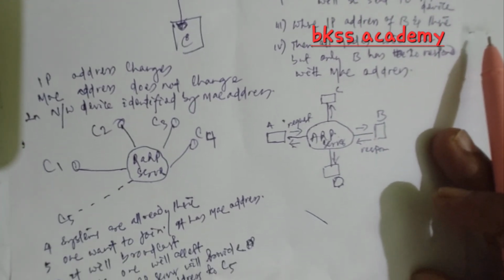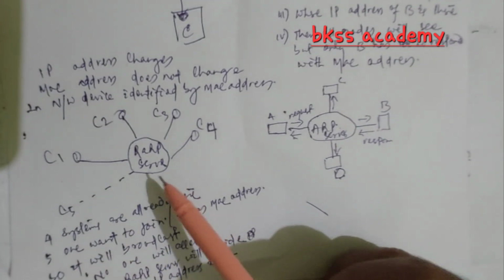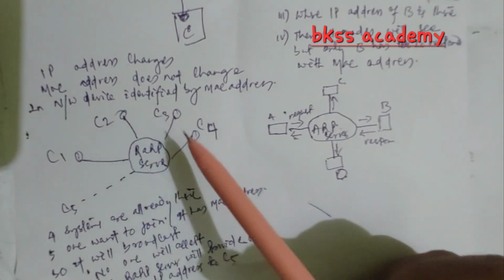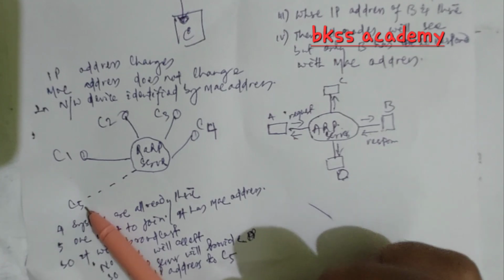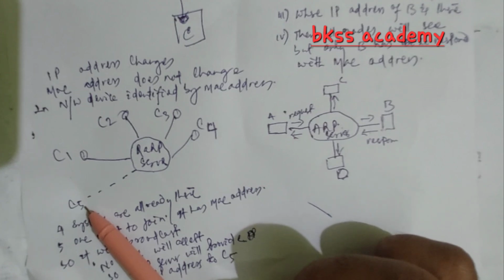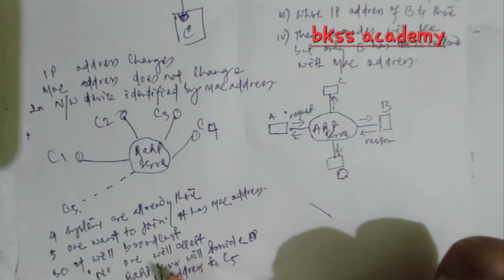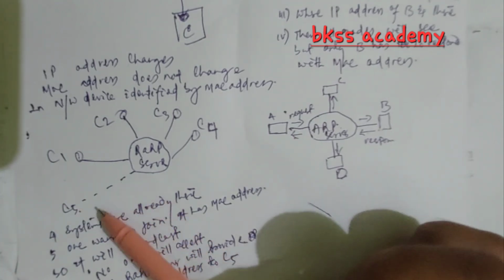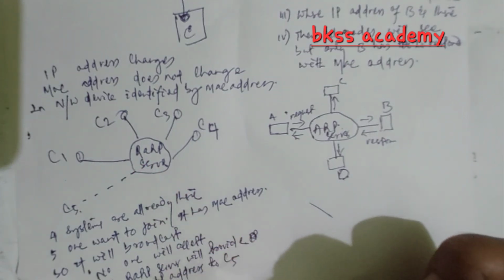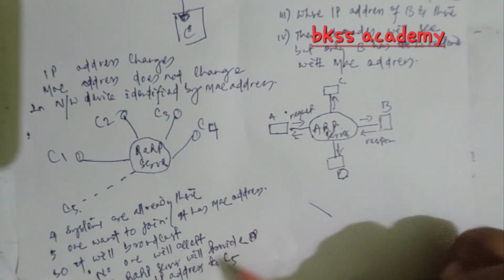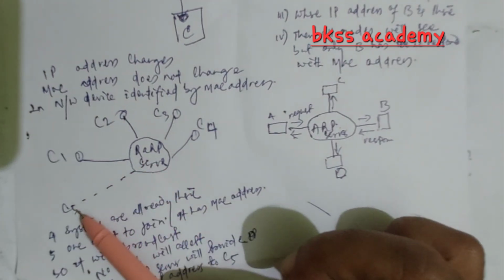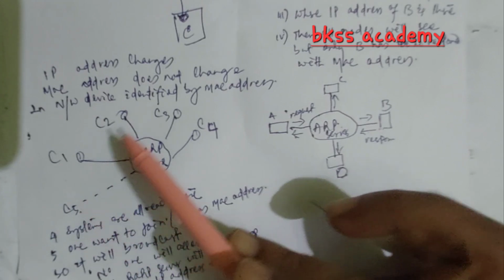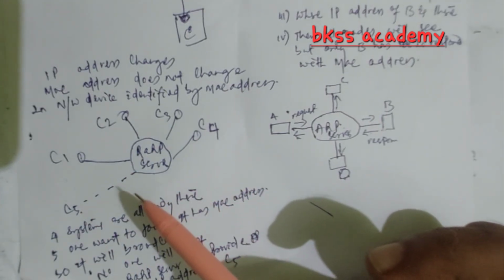Similarly, another concept of RARP: 4 systems are there. A fifth system is wanting to join. It has a MAC address, but it wants to join. When it broadcasts the request, no one will accept it. So the RARP server will provide an IP address to C5. Then all will respond and communicate with C5.